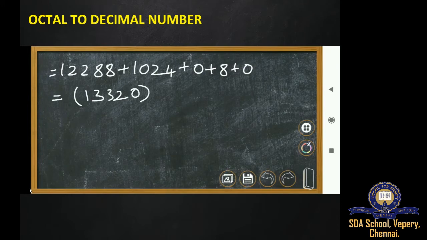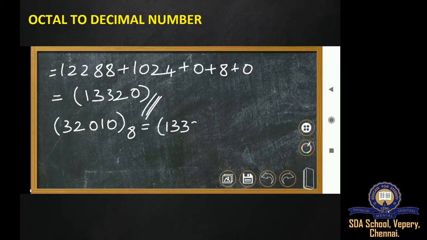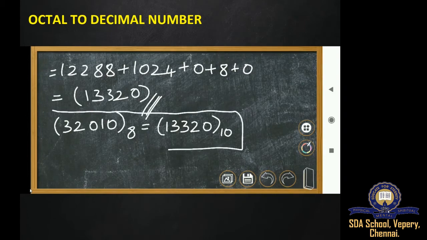This is our decimal number. What is our octal number? 32010. This is our octal number. We find the decimal number is 13320. This is our answer.